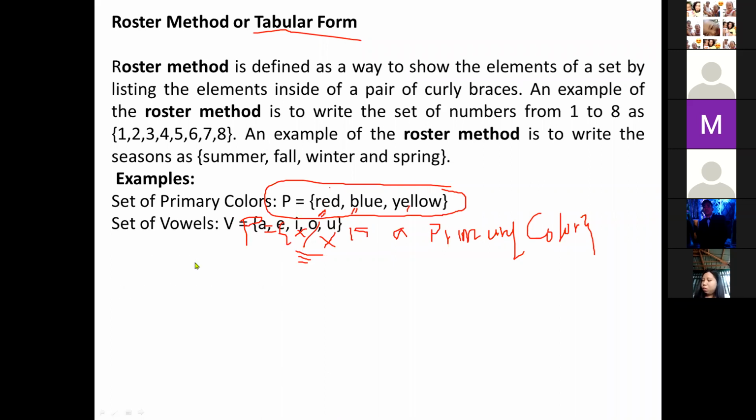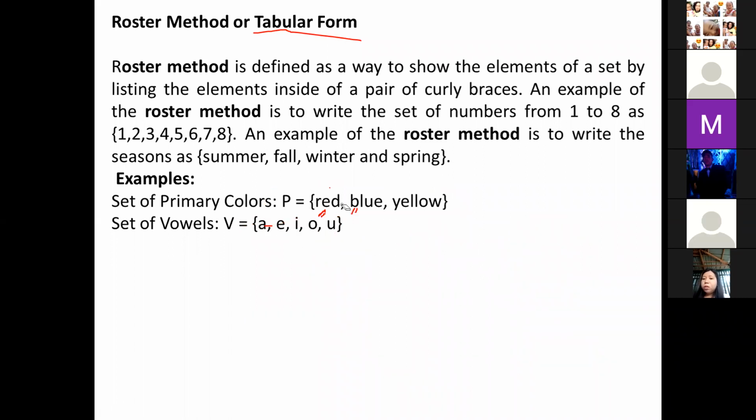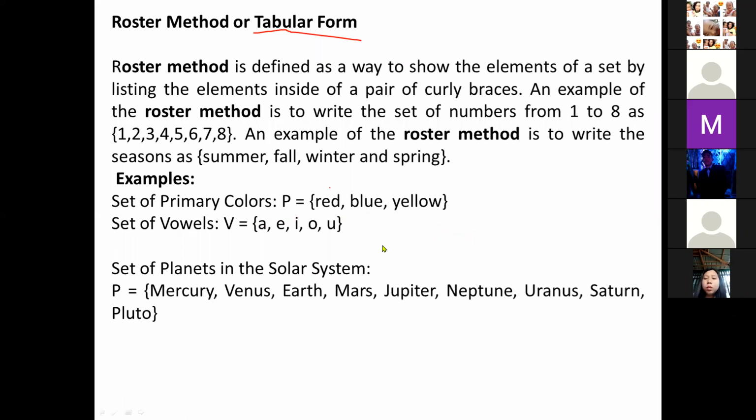Another example. Set of vowels, A, E, I, O, U. Pero kung susulat mo yan sa set builder form, X such that X is a vowel. Katulad ng isinulat natin kanina sa set builder form. Another example. Set of planets in the solar system. Ganito ang pagkakasulat. Unlike kanina, nakasulat X such that X is a planet in the solar system. Pero ngayon, inilista natin lahat isa-isa, kumpleto. Another example. Set of colors in the rainbow.